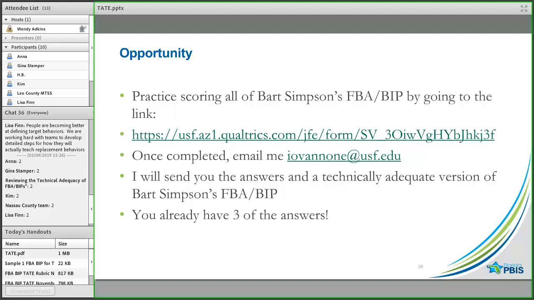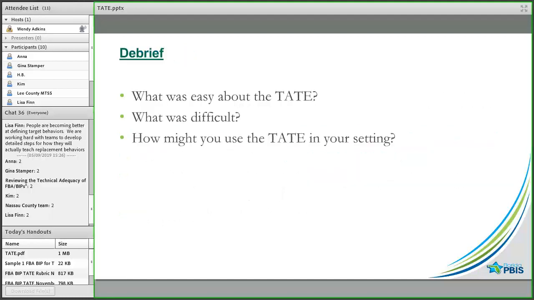Go ahead and put in your scores. Once you have completed, you can let me know, although I would note Qualtrics doesn't tell me you've done it, so you'll have to email me. I didn't set it up to contact me. Once I get it, that you've completed it, I'm going to send you the answers, which is the master key, and I'm also going to give you Bart Simpson's FBA BIP made technically adequate. And you actually only have 2 of the answers. 2 of the 18, you already have 2.